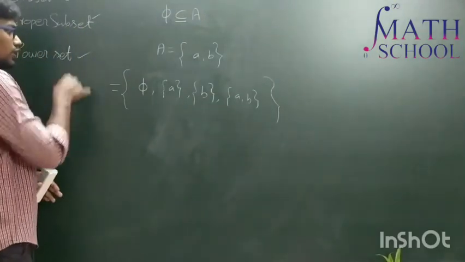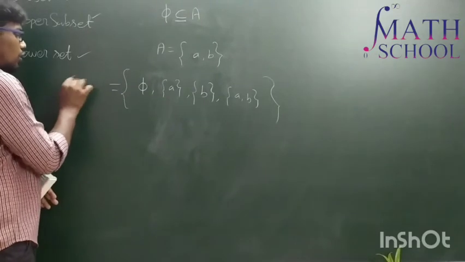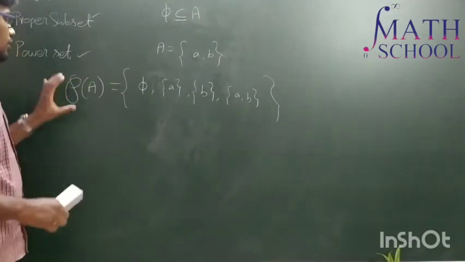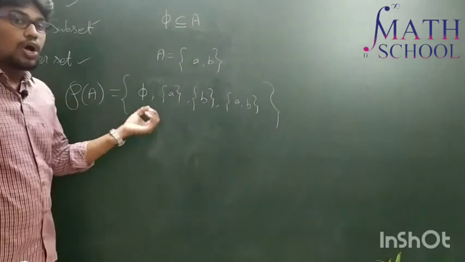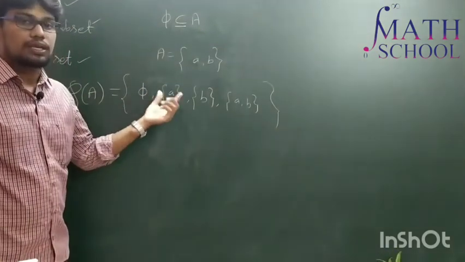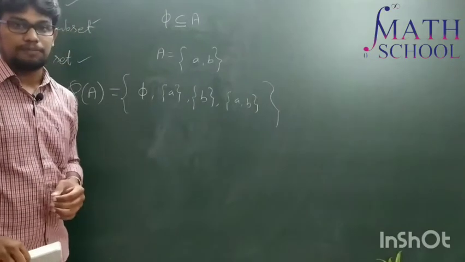I give a special notation for this. This is called power set of A. What is the meaning of this set? Power set of A means collect all the subsets of A, that is called power set of A.